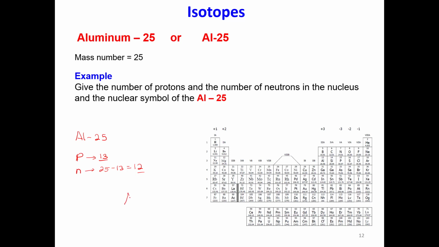Now we can write the nuclear symbol. We know the number of protons goes on the bottom part and the mass number is on top. This will be the nuclear symbol. Then we have the number of protons, the number of neutrons, and the nuclear symbol. We need to know this to understand the nuclear reactions.